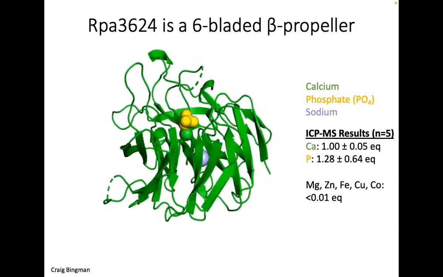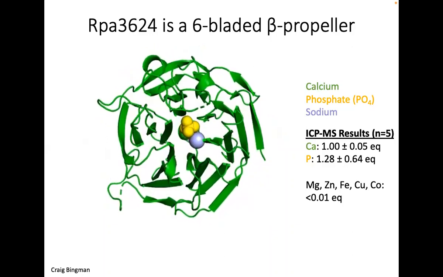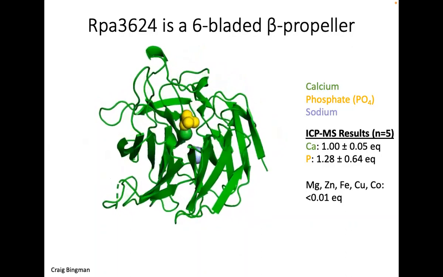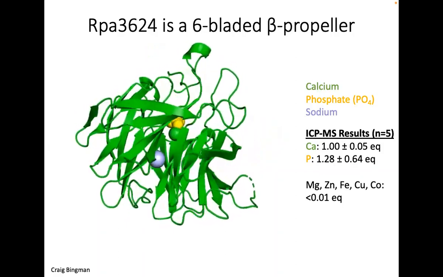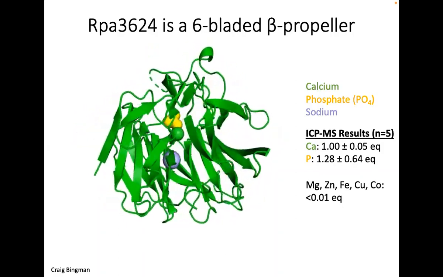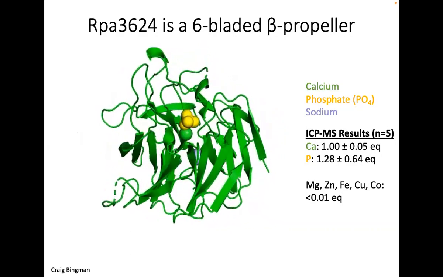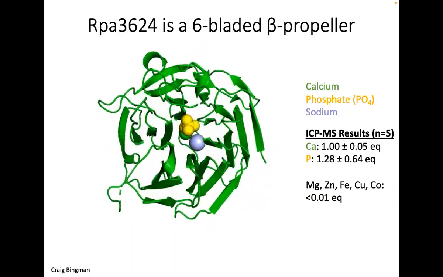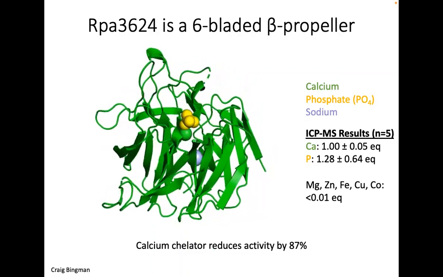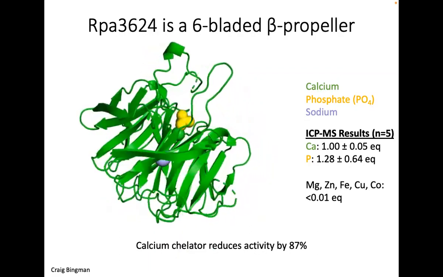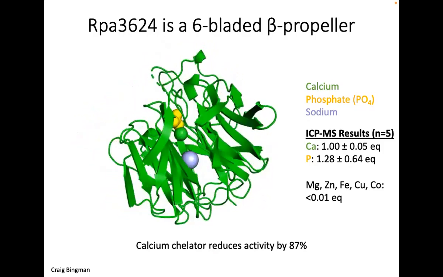So I ran ICP-MS on this, which just measures metal concentrations. And we do see consistently, we have basically exactly one molecule of calcium for every molecule of protein we have. And notably, we don't detect other common metals that are in enzymes like magnesium or zinc or iron. So we're confident that that is a calcium, and this is a calcium-dependent enzyme. Also, we know that calcium is important for activity because when we add calcium chelators, we get severe reductions in activity. So something is definitely going on near that calcium that is involved in catalysis.